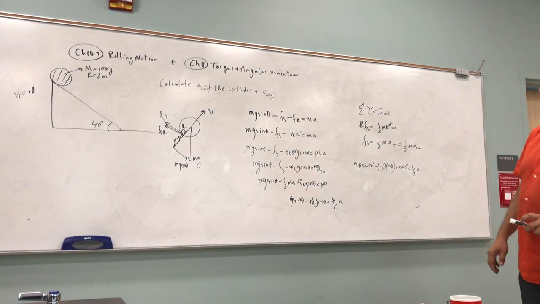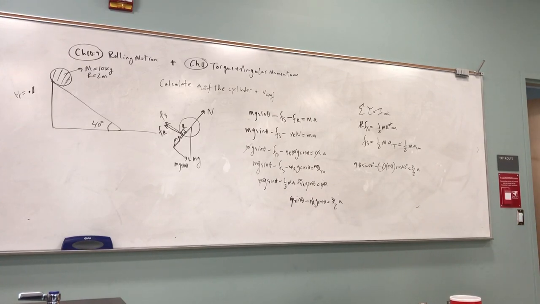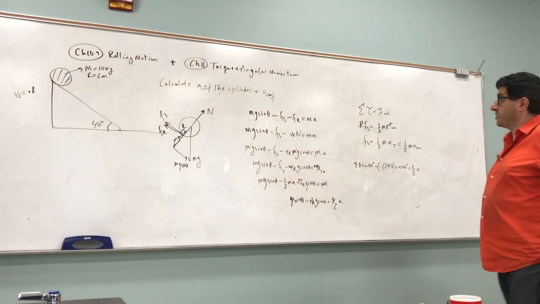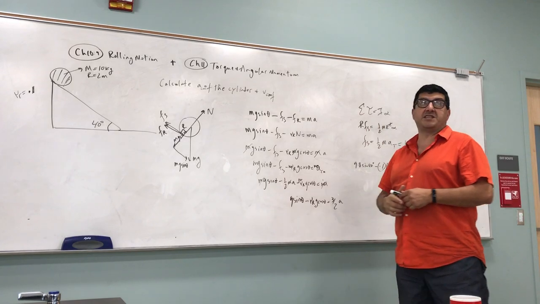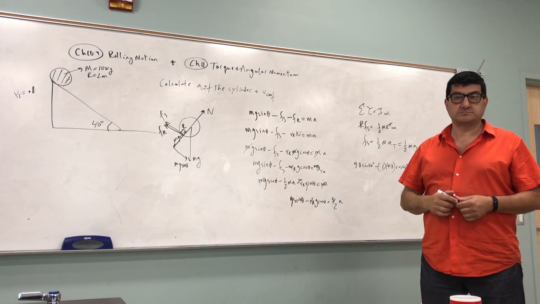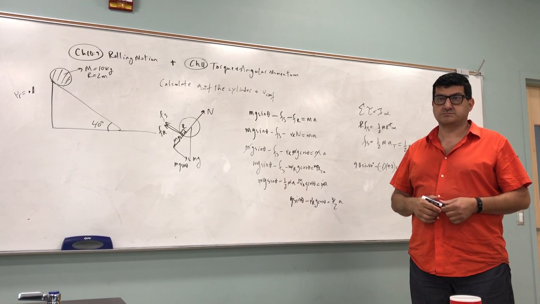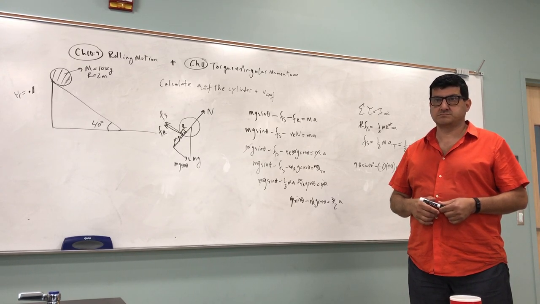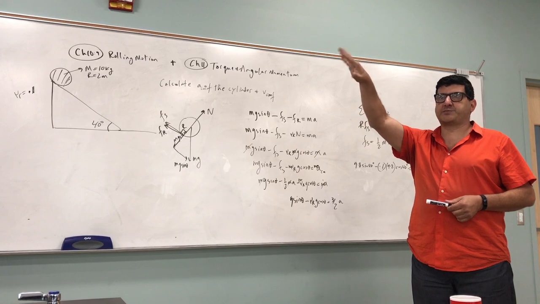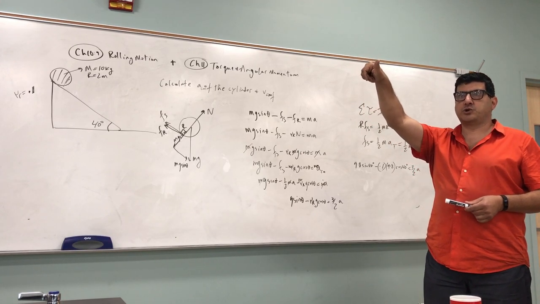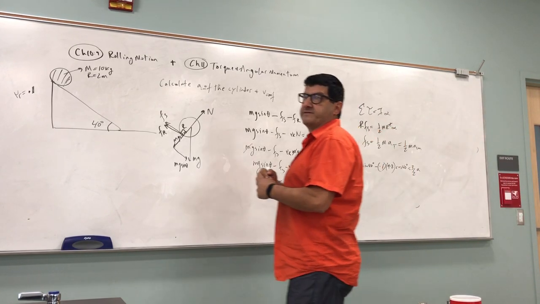Why is it that gravity is not producing the torque? I don't understand that. Oh, great question. So he's saying, why is gravity not producing torque? Because, remember, torque is a cross product, right? Torque is the cross product of what versus what?